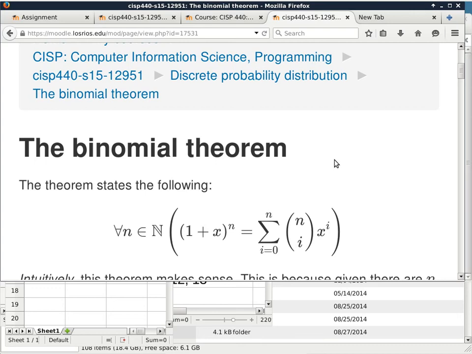So the question now is, can I illustrate that it is true for all cases where n is a natural number? (1 plus x) to the power of n is the summation of i going from 0 to n, n choose i times x to the power of i. What do you think? Well, since it is a theorem, it obviously has to be true. But how are we going to prove this?